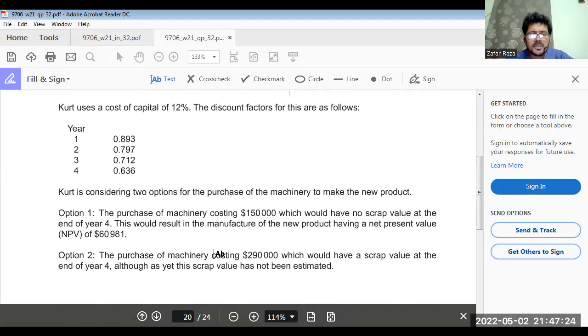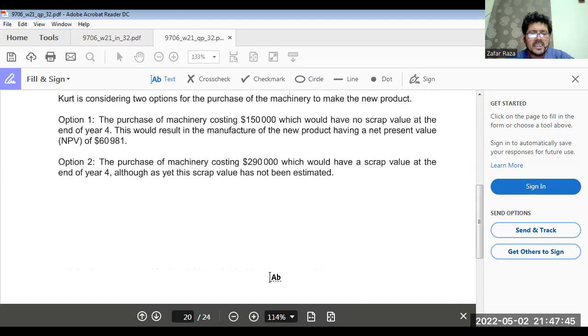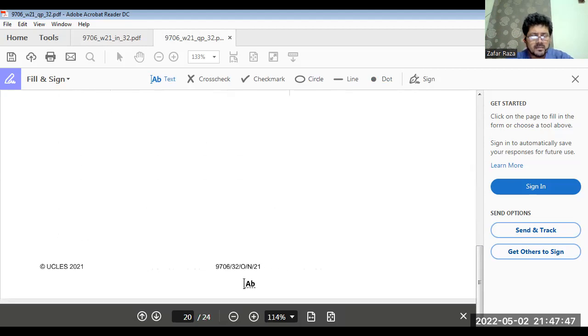Third is considering two options for purchase of machinery to make the new product. Option 1, the purchase of machinery costing 1,50,000, which would have no scrap at the end of the year. This would result in the manufacture of new product with a net present value of 60,981. Option 2, the purchase of machinery costing 2,90,000, which would have a scrap value at the end of the year, although yet scrap has not been estimated.